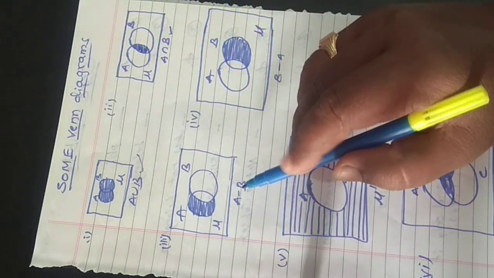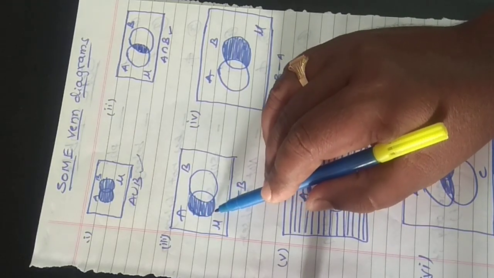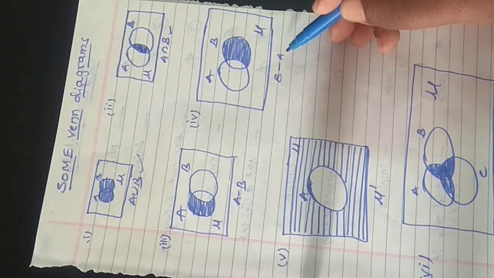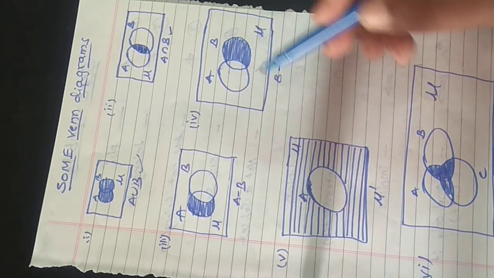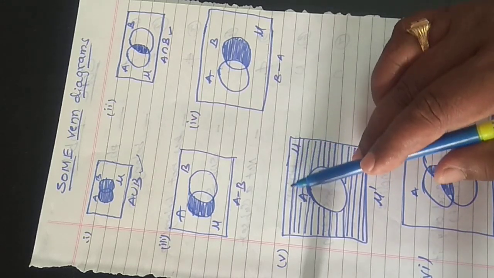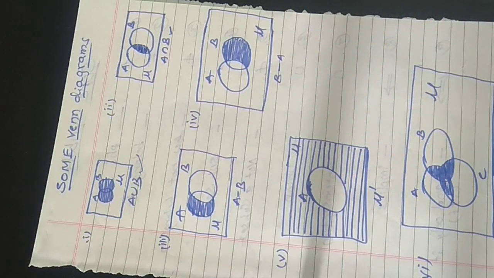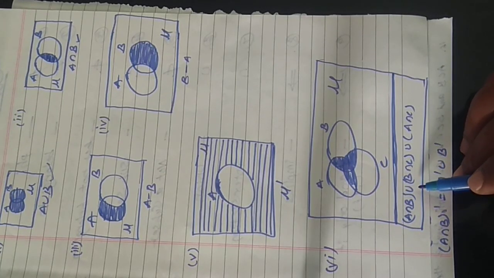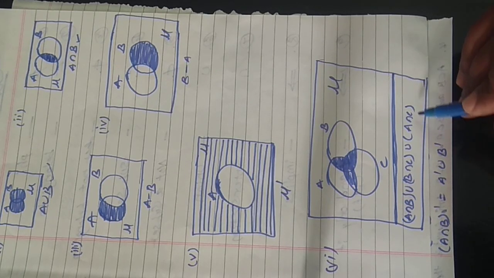And the third one is A minus B. A minus B means only the elements that are in A but not in B. And B minus A, only the elements that are in B but not in A. So mu dash is equal to only the elements that are in the universal set but not in A. Next one, last one is A intersection B union B intersection C union A intersection C.